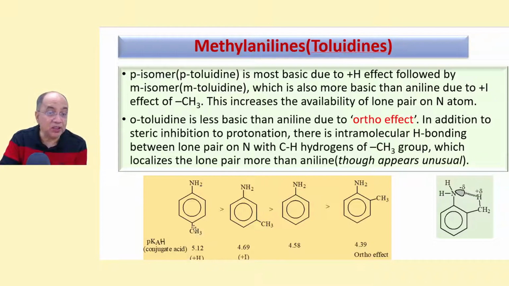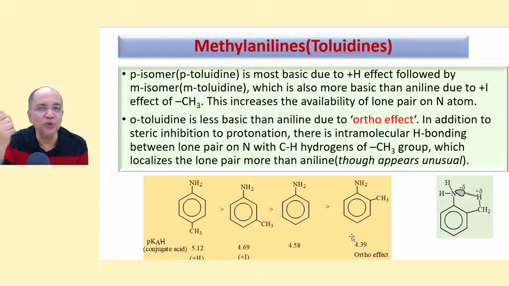So para is the strongest because of the plus H effect. It will produce a minus delta charge. Then meta is weaker than para because of only plus I effect. Aniline, no effect. And orthomethyl aniline is least basic due to ortho effect. You just answer due to ortho effect. You need not explain the ortho effect.